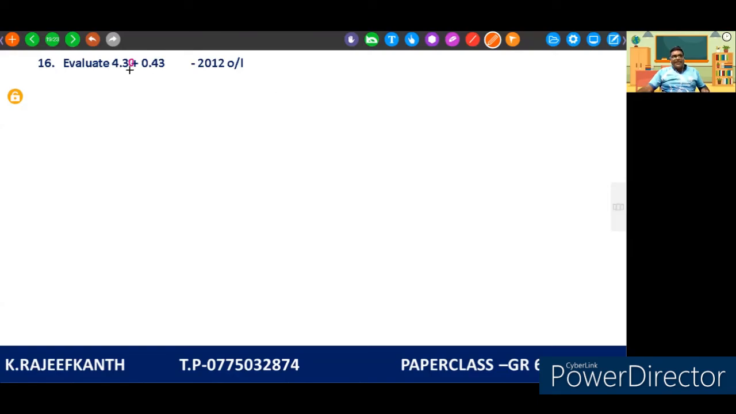Now, after the decimal point, there are 2 digits in each number. So now we can add directly. 0 plus 3, 3. 4 plus 3 is 7. Then 4 plus 0, 4. Then the answer is 4.73. So this is also an O-level question. I got this question from the 2012 O-level paper. So you can practice some O-level questions.